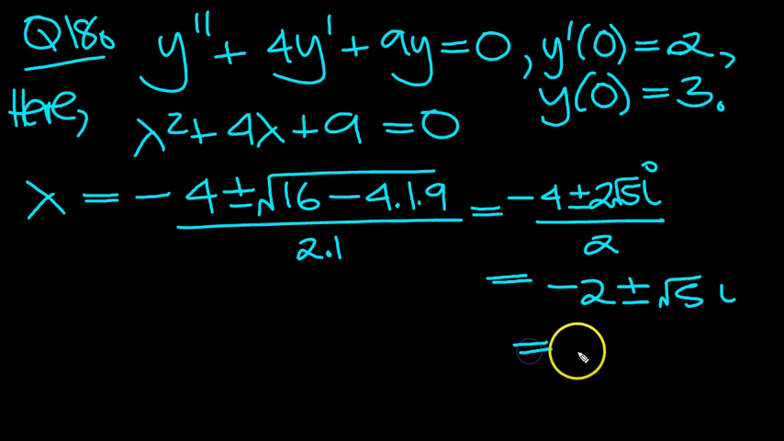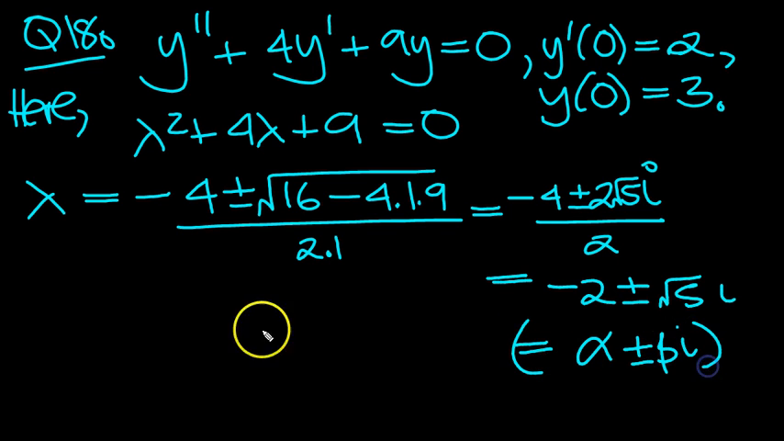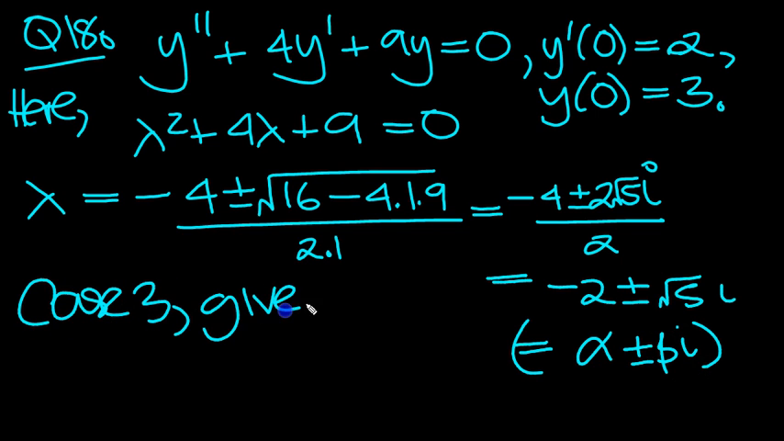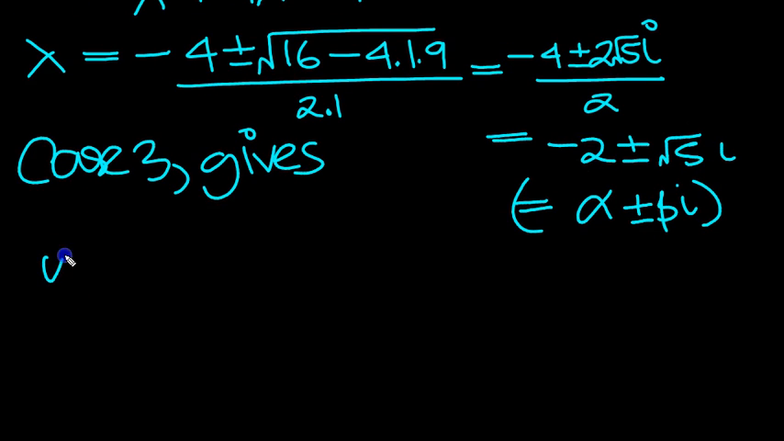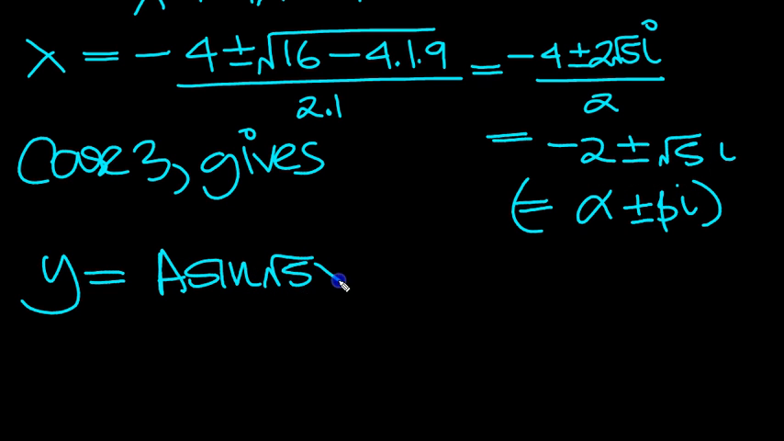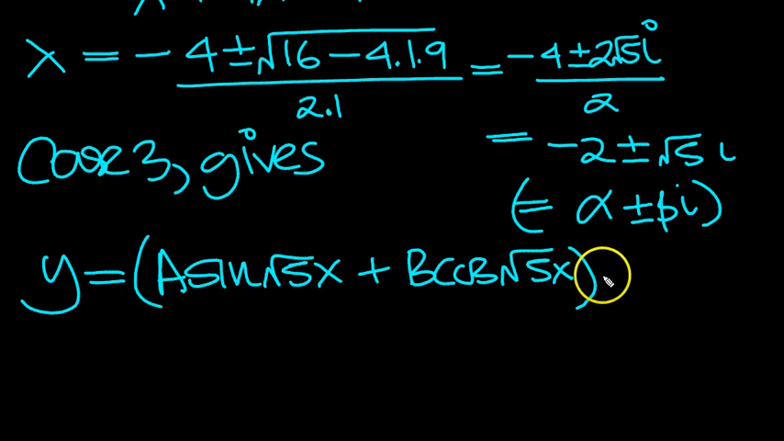And I want to compare that with alpha plus or minus beta i. This is case 3. So let's write down the answer now for case 3. So y is equal to a sine beta x, and beta is root 5, so it's a sine root 5x plus b cosine root 5x, brackets, e to the alpha, which is minus 2 lots of x.